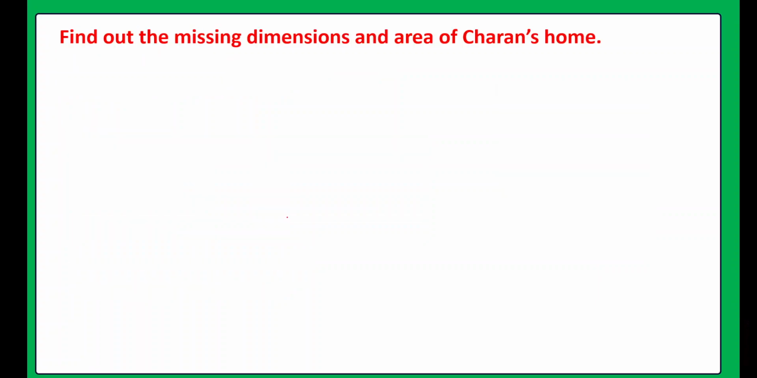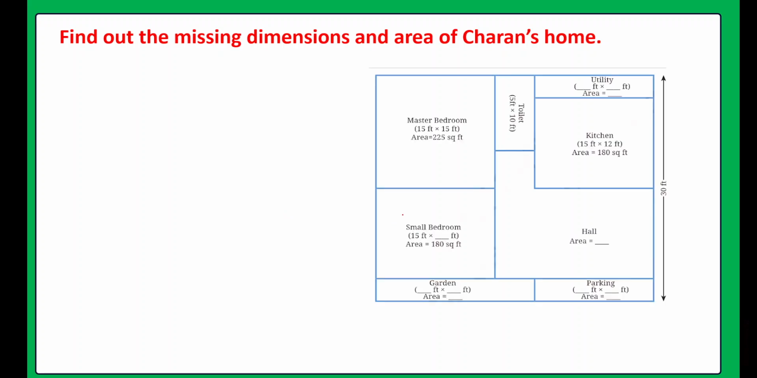Find out the missing dimensions and the area of Charan's home. These are the dimensions that are given. Here, if we observe, this width is given as 30 feet. Now we have to find out the missing dimensions and area. If we observe, this is 15 as a length, 15 as a breadth.